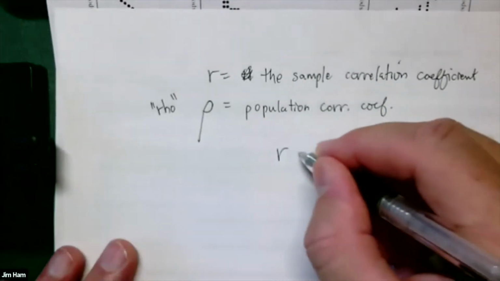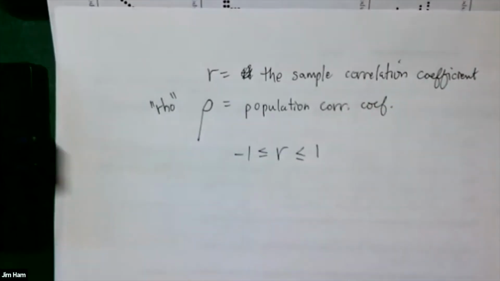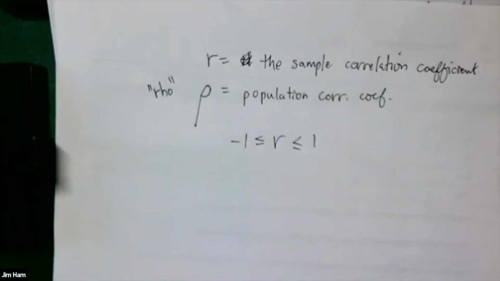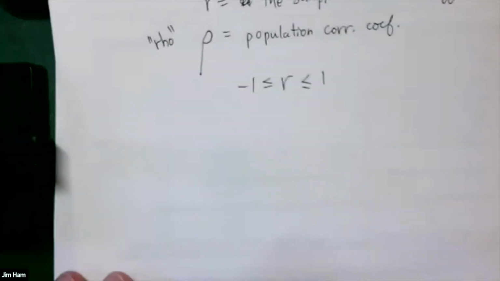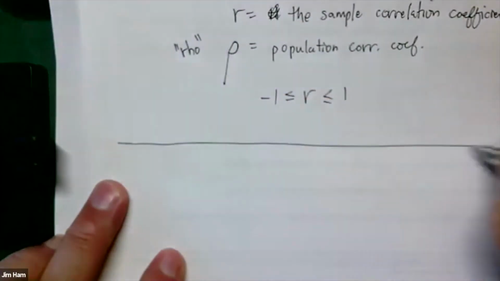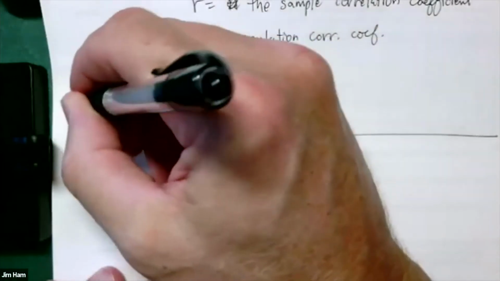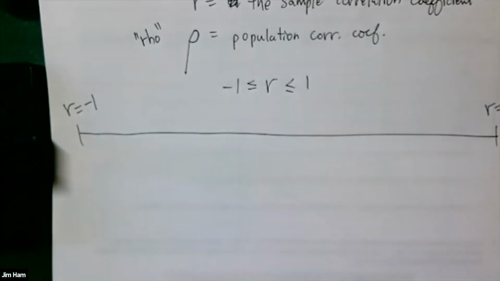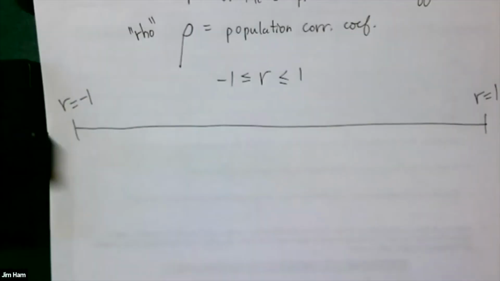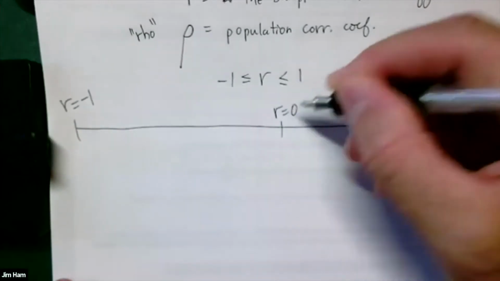All right, the first thing that you need to know about r is that it will always take on a value between -1 and 1. And I'm going to show you some scatter plots that correspond to several of those values between -1 and 1. So here's a continuum. On the one side, we have r equals -1, and the maximum value of r on the other side is +1. -1, +1, and of course, right in the middle is 0.